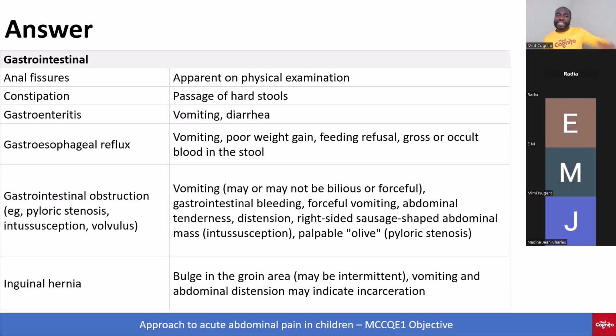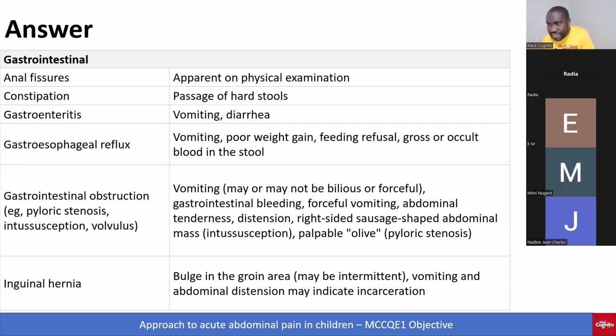How will I be able to pick up GI obstruction, like pyloric stenosis, like intussusception, like volvulus? I'm looking for that child who is crying inconsolably, who is vomiting. They may or may not be bilious or forceful, and they may even present with GIT bleeding. They may have forceful vomiting, and they will say it is projectile, so it goes far. And they may have a right-sided short sausage-shaped abdominal mass. So if you see that description, right-sided short sausage-shaped abdominal mass, crying infant, think about intussusception.